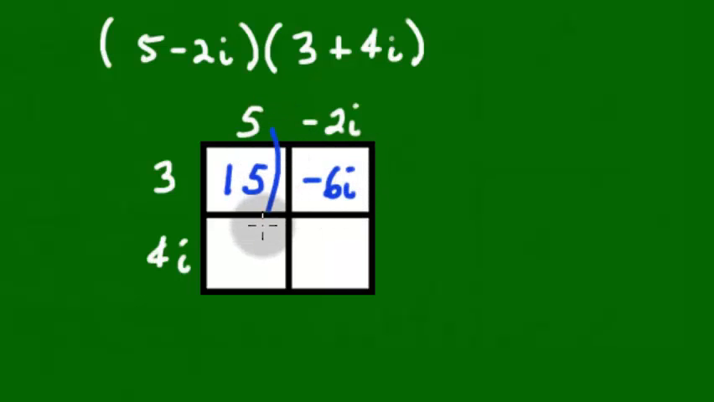Now let's go on to the next column, or at least the first column in the second row. Multiply those two together, and we're going to get 20i. And last we're going to multiply this column by this row, multiplying those two together, and we're going to get -8. And then i times i is i squared. We know that from algebra.